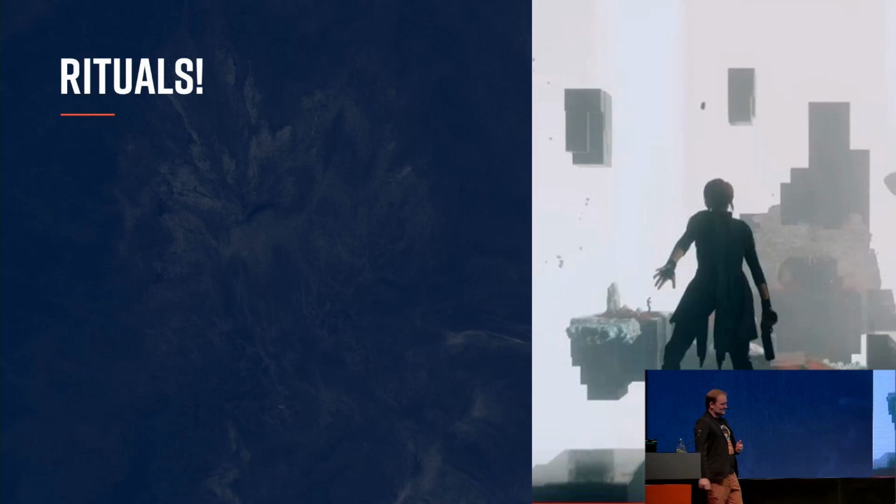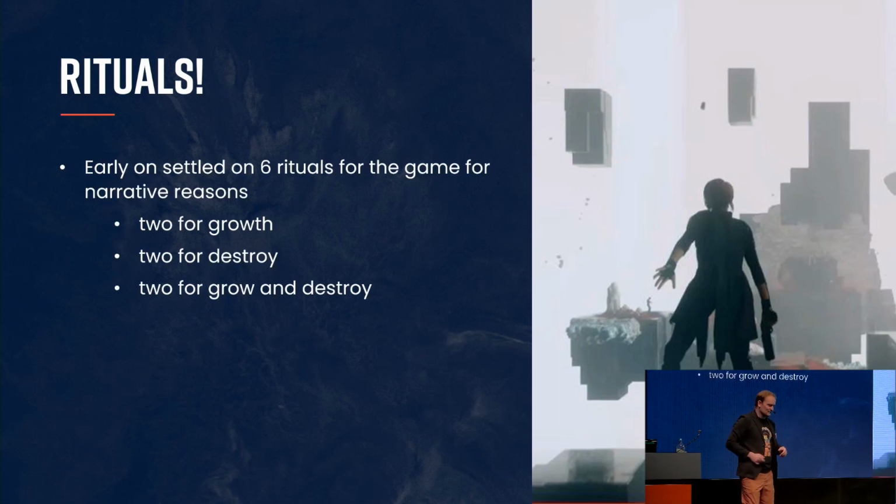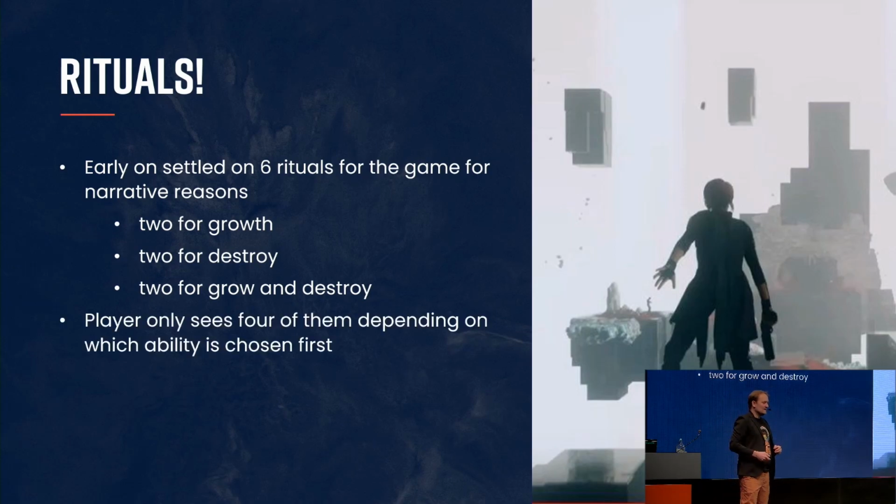Then we talked about rituals, and that was quite a challenge, because they became quite elemental in the narrative. So it has to do with the board and the oldest house and the former, and like things that you need to bring back in order. And we settled on the player having to do 4 as part of the game, but because you could pick either destroy or grow first, we had to do 2 rituals for grow, 2 for destroy, and then 2 for both together. The player actually only sees the 4, depending on what you do first.